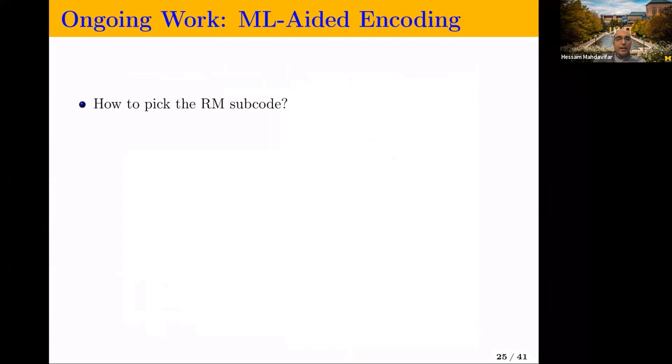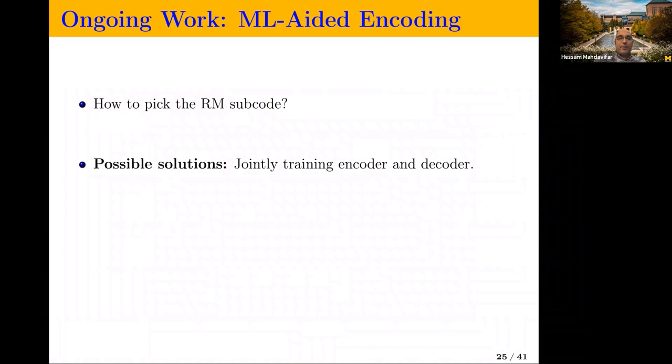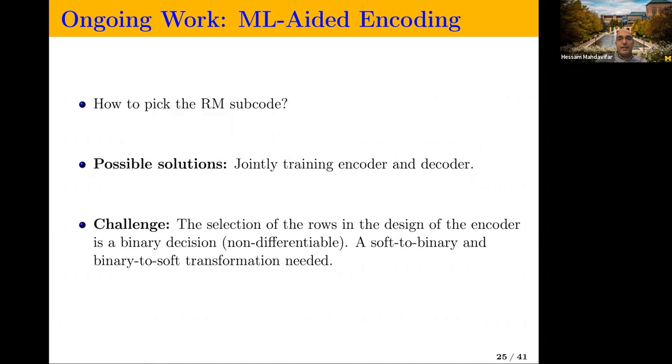And the ongoing problem that we are still working on is how to pick these subcodes of Reed-Muller code. I didn't really talk about that. Okay. So one possible solution is to jointly train the encoder and decoder together. But the challenge is that the selection of the rows in the design of the encoder is now a binary decision. So it's again something non-differentiable, which is again a challenge. Anything that you want to do with machine learning has to be in a soft way. I mean, anything like selection of rows is a hard operation. So we somehow need to replace that with some soft to binary and back binary to soft transformation.